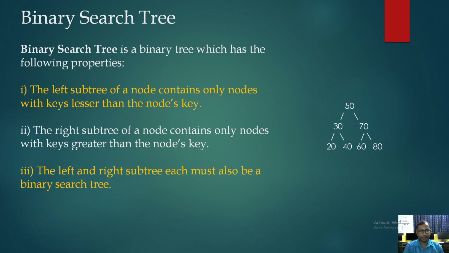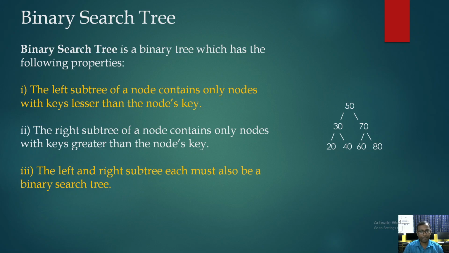So the binary search tree is basically a binary tree where the nodes of the tree are arranged in a specific order. The binary search tree maintains all the properties of the binary tree, and besides this, a binary search tree has some additional properties.